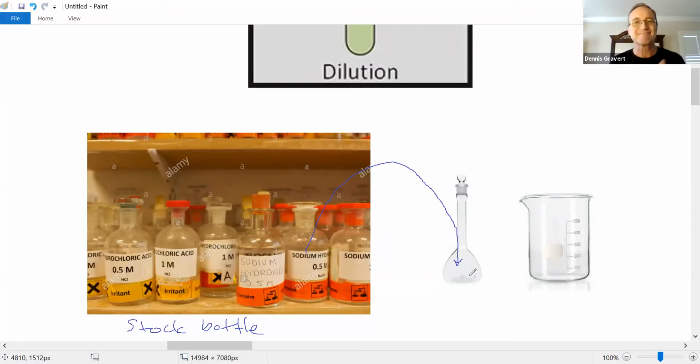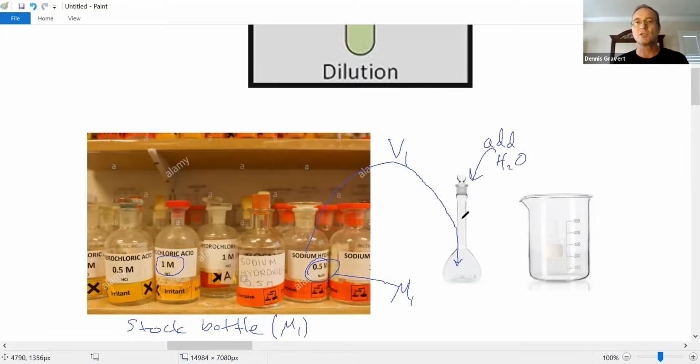Can't read the volume, but that's how you choose which flask to get, depending on how much total solution you need. But the whole process of dilution is take some of this out. That's going to be some volume. I'll call it V1. You start with some concentration, M1 molarity. So the stock bottle has some concentration written on it. You can see that this bottle is 0.5 molar. This one's 1 molar. So look at the label and see what the current concentration is, and then take the proper amount out, and then add water, filling it to the mark.